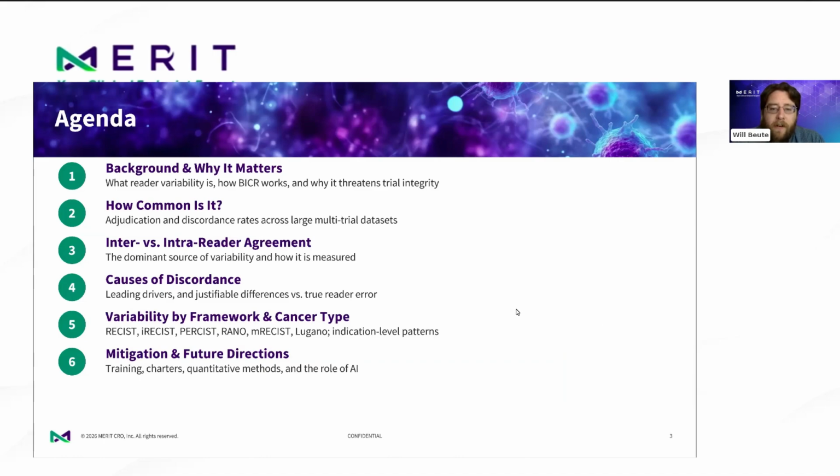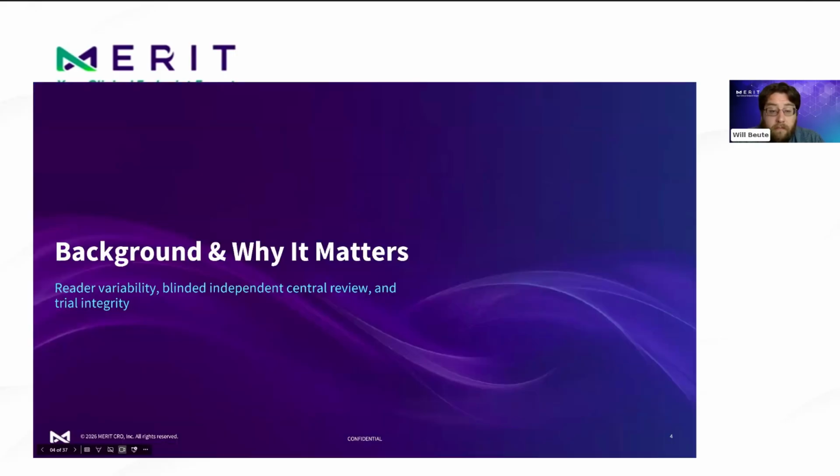Next, we'll examine how variability differs across response frameworks and across cancer types, because the patterns are not uniform. And finally, we'll look at the part that matters most in practice, how we mitigate this variability and where the field is heading, including the emerging role of artificial intelligence. So let's start with some background by defining reader variability, situating it within the blinded independent central review process, and explaining why it's such an important issue for the integrity of a clinical trial.